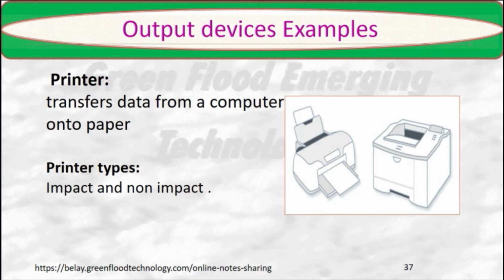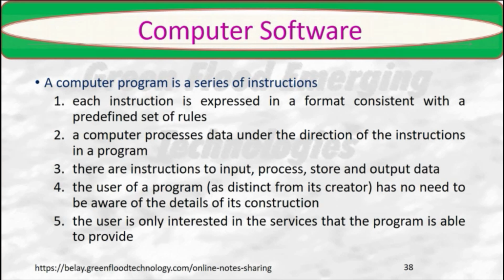Impact printers, especially old printers, form characters by directly striking the paper. Non-impact printers use heat to generate the characters on the paper. The other topic is computer software.